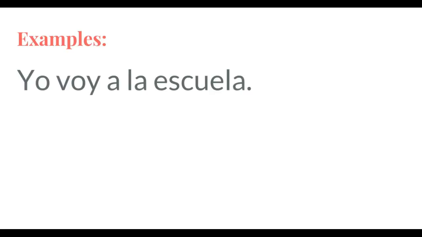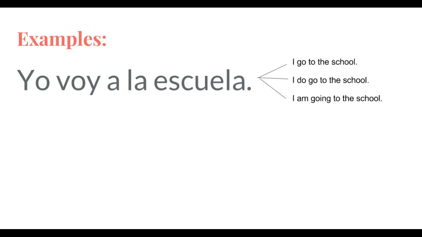Here are a couple of examples of how you might use the verb ir in a sentence. Yo voy a la escuela. This can mean 3 things. It can mean I go to the school, I do go to the school, I am going to the school.